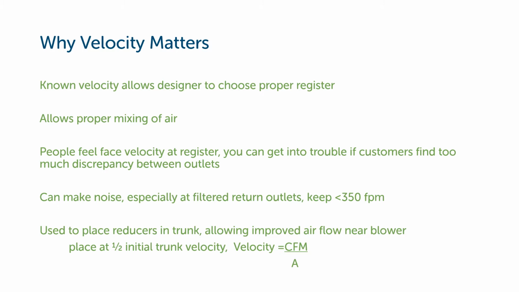People don't like too much discrepancy between the outlets, as it gives the appearance that something's wrong with the system. We want to keep the velocity low because it makes noise. At filtered return outlets, we want to keep it below 350 feet per minute. We also use the velocity to place the reducers in the trunk, which gives us better airflow in the registers that are close to the blower. And we place those reducers at half the initial trunk velocity.